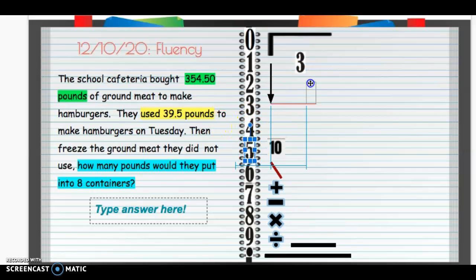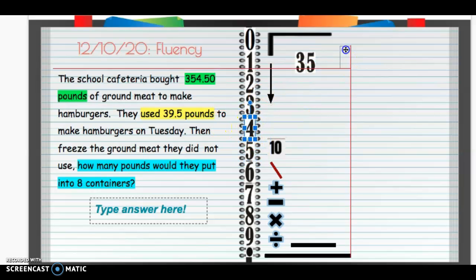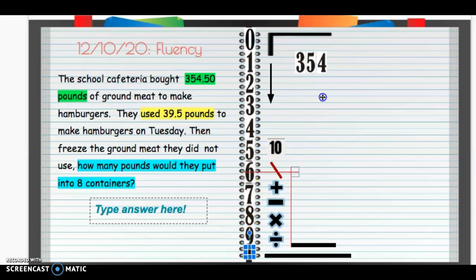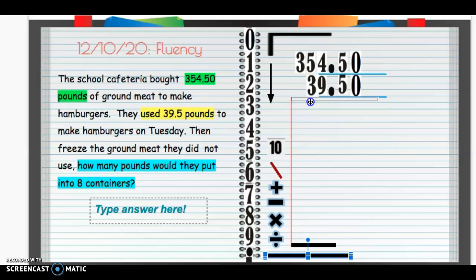354.5. And remember, when we subtract, we want to make sure that we are lining up our digits based off of the place values and the decimal points. Okay? The 3 is in the tens place, the 9 is in the ones place, and then I put my decimal point, and then my 5. I can add a 0 for a placeholder, and then I can start subtracting. So before I start subtracting, drop my decimal point straight on down.